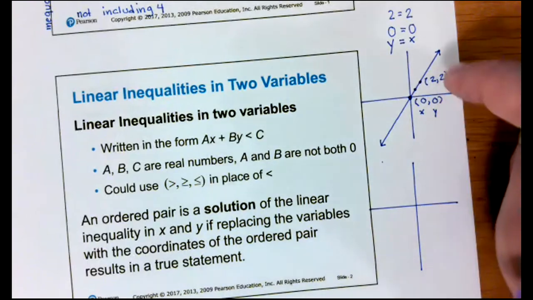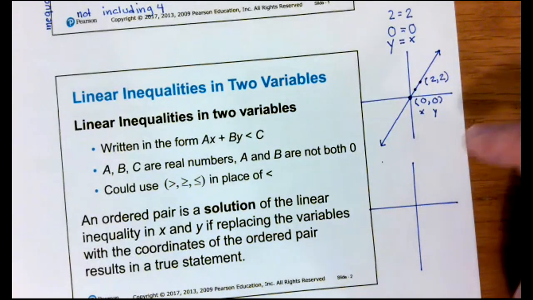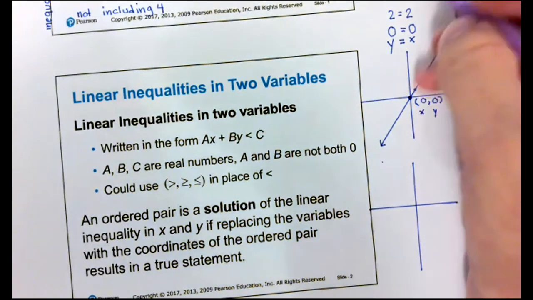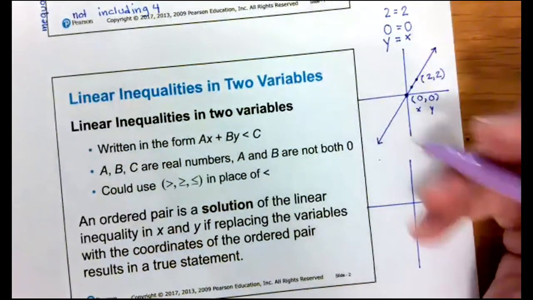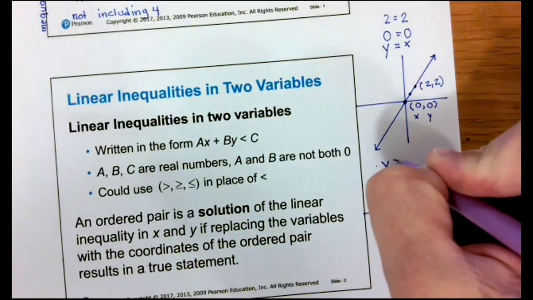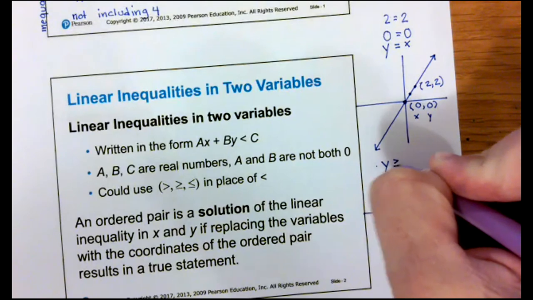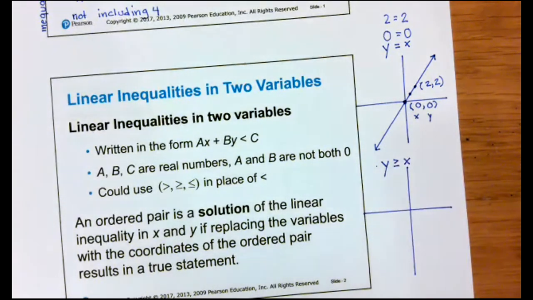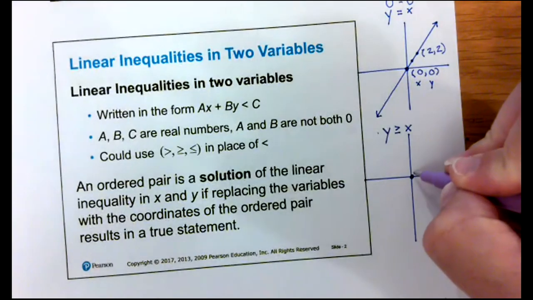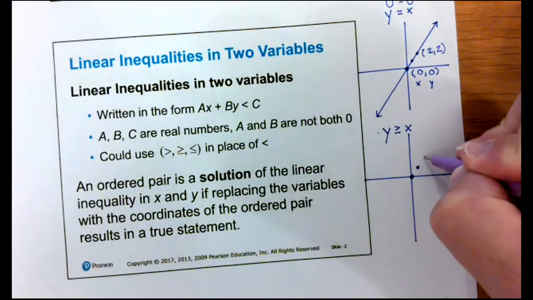If this was an inequality instead of an equation, so right now it's y equals x, right? If this became y is greater than or equal to x, it's the same line. We start at 0, 0, up 1 over 1, up 1 over 1.